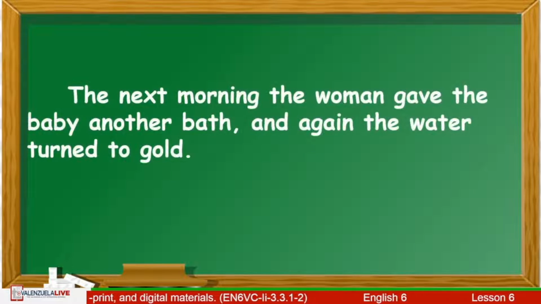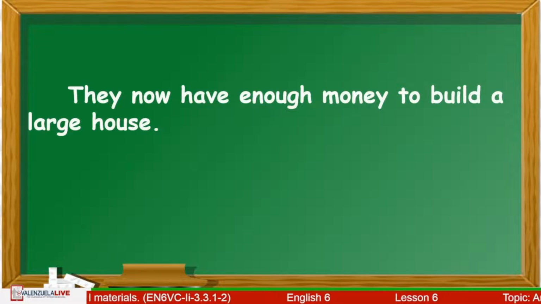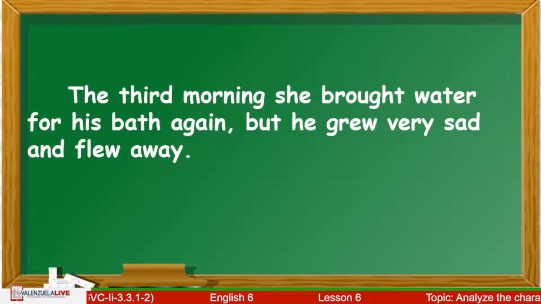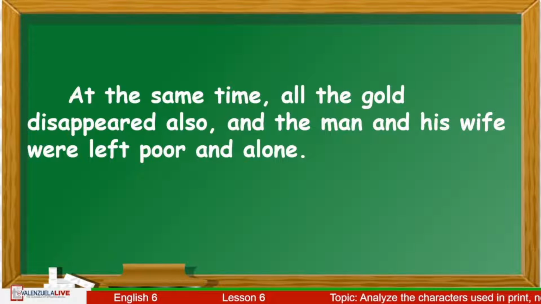The next morning, the woman gave the baby another bath, and again, the water turned to gold. They now had enough money to build a large house. The third morning, she brought water for his bath again, but he grew very sad and flew away. At the same time, all the gold disappeared also, and the man and his wife were left poor and alone.